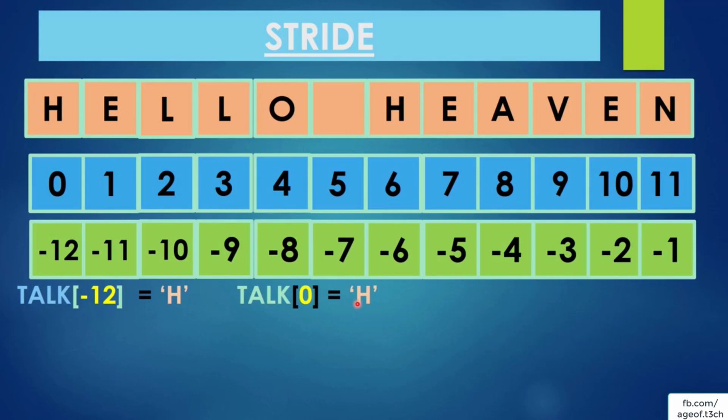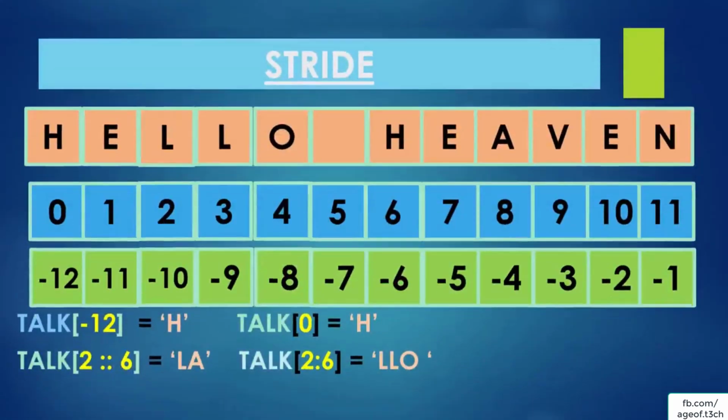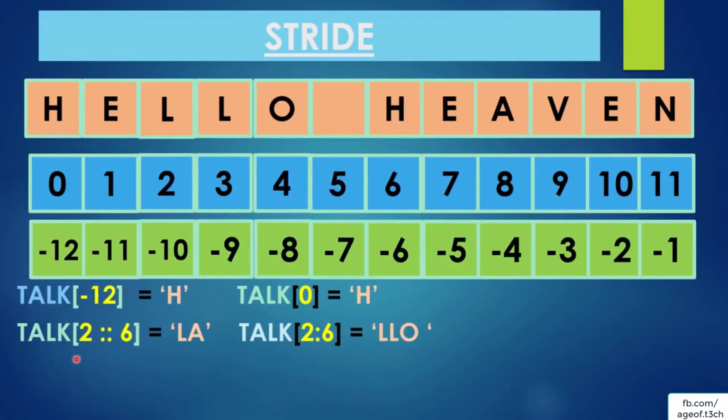Okay. And if I were to do 11 here, I'd get N. And if I were to do minus 1, I'd also get N. And let's say, for instance, I do slicing. So we have talk[2::6]. So this is actually a stride, excuse me, not a slice. So this one is a stride. The 6 here is a stride. So you have LA as the output.